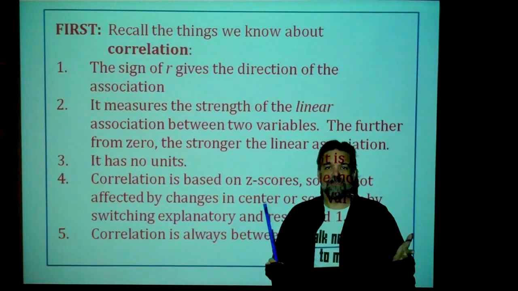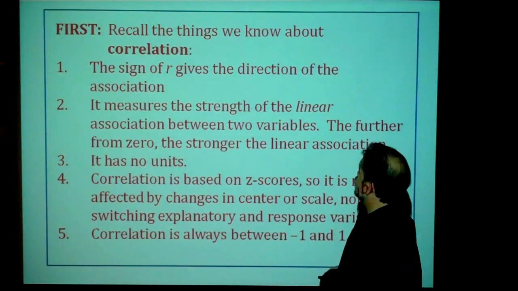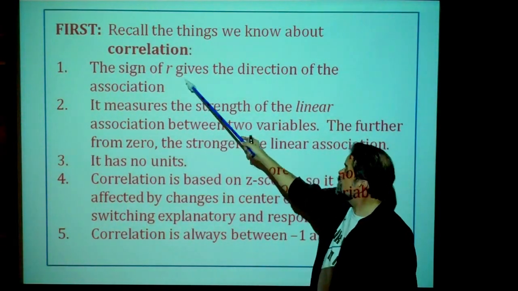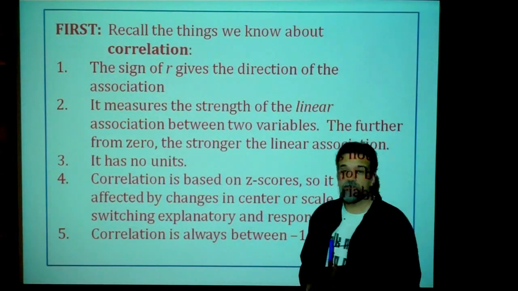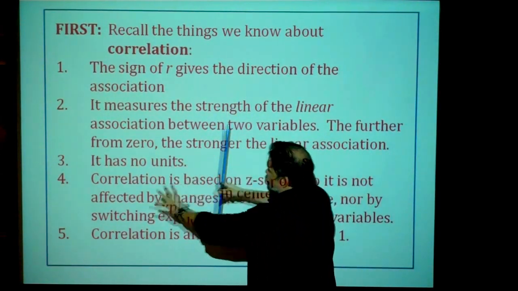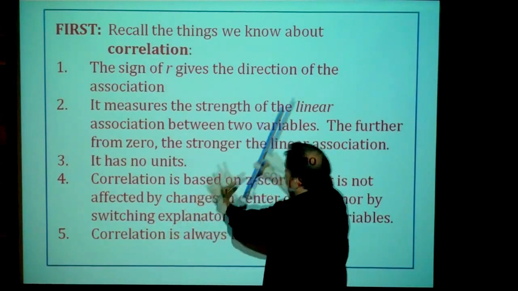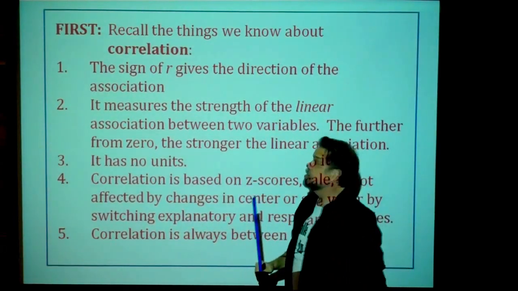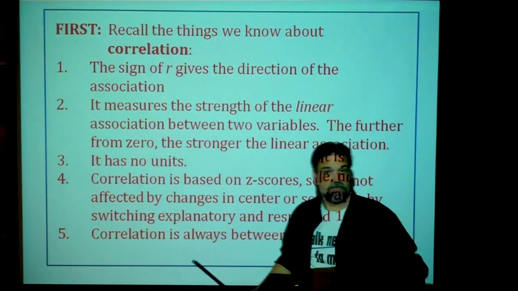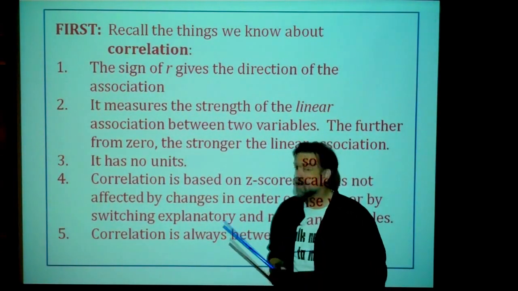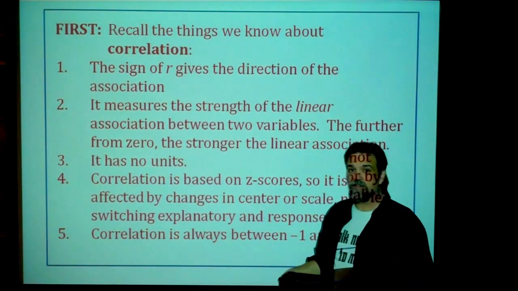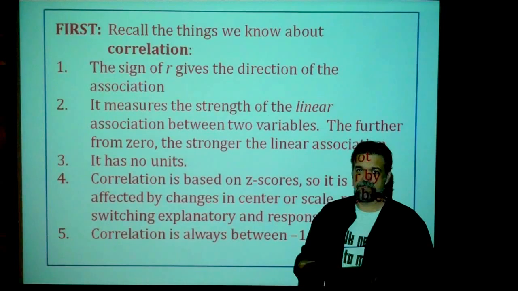So what are some things that we know about correlation? Well, we know that the sign of r, that's our correlation coefficient, gives the direction of the association. So if you see that the general pattern of points is going from down here to up here, that's a positive association, and so r would be positive. Whereas if they're going down like this, then it's going to be a negative association, and r would be negative, okay? The second thing we know is that it's measuring the strength of the linear association, okay?